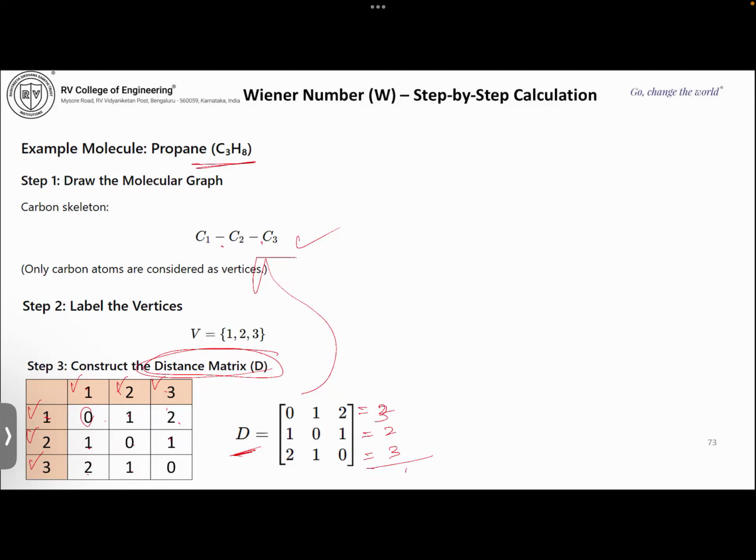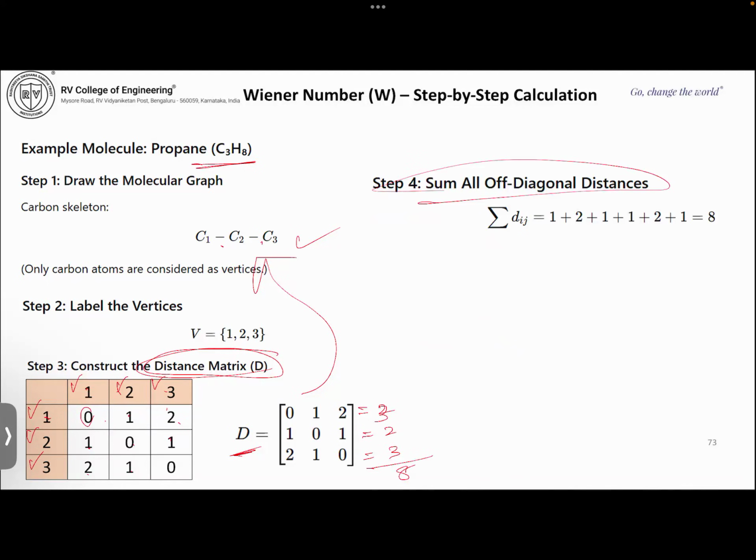So this will be 8. So this is the Wiener number, the sum of all the diagonal distances. This will be 8. So this is how we should calculate the Wiener number for the given molecule. Then you get the sum of all of them, which is 8.